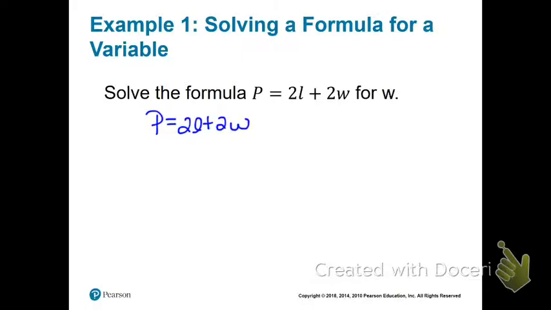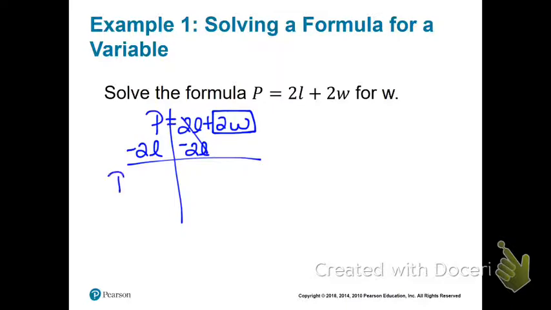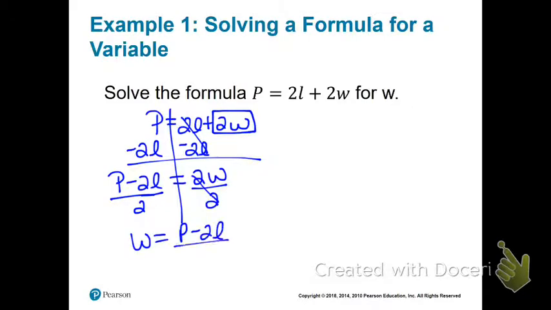I want to get W by itself. Right now it's right here, and it's connected with that 2. So I need to get rid of the 2L, and I'm going to do that by subtracting it. Now P and L are not like terms, so I'm going to leave this as P minus 2L equals, and that's a positive 2W. Then to get W by itself, I need to get rid of the 2. So I'm going to divide both sides by 2. And I find that W is equal to P minus 2L all over 2.